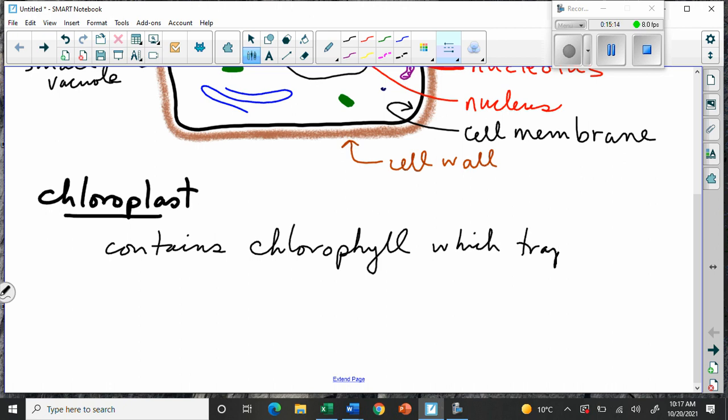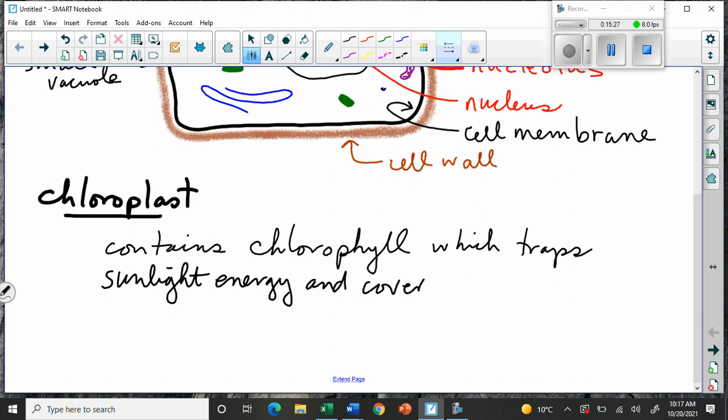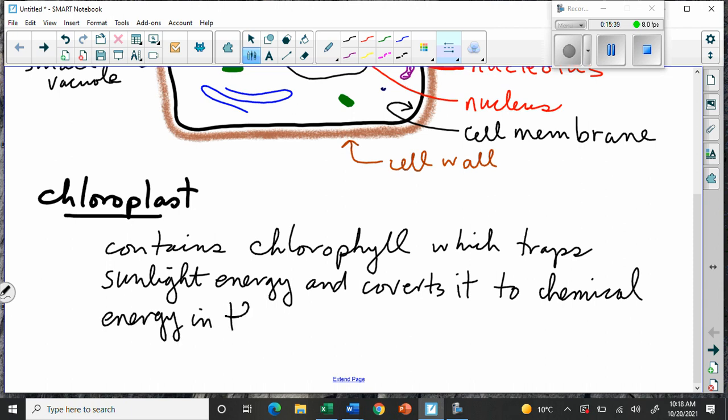Chlorophyll traps sunlight energy and converts it to chemical energy in the form of glucose. So the plant makes sugar. Remember, glucose is a very simple sugar.